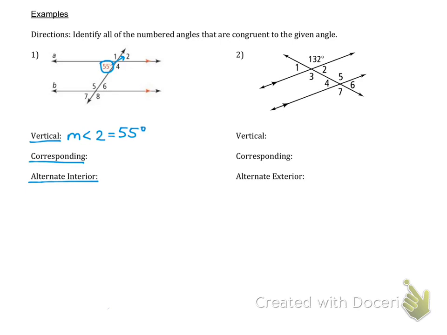Next, let's find a corresponding angle with the 55 degrees. Well, the corresponding angle with 55 degrees is angle 7. And I know that corresponding angles are congruent, so the measure of angle 7 is also equal to 55 degrees.